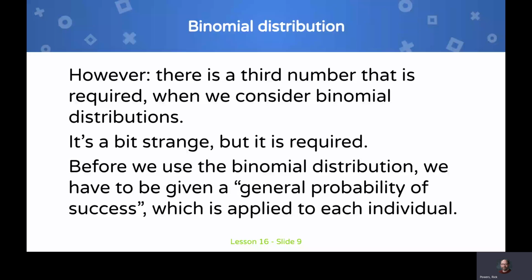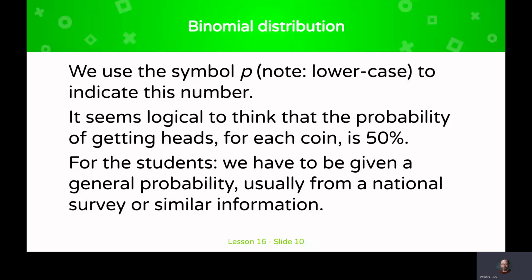However, there is a third number that is required when we consider binomial distributions. It's a bit strange, but it is required. Before we use the binomial distribution, we have to be given a general probability of success, which is applied to each individual. We use the symbol P, note lowercase, to indicate this number. It seems logical to think the probability of getting heads for each coin is 50%. For the students, we have to be given a general probability, usually from a national survey or similar information.